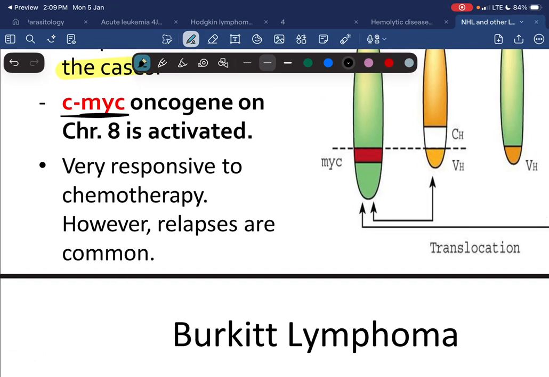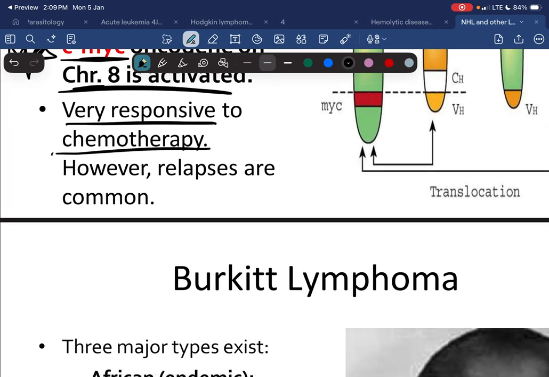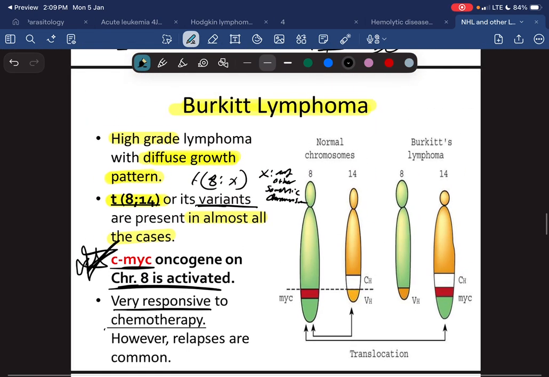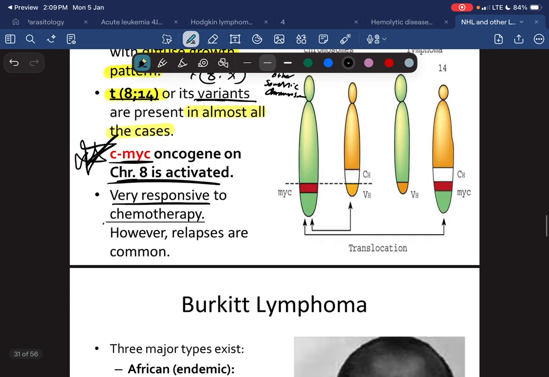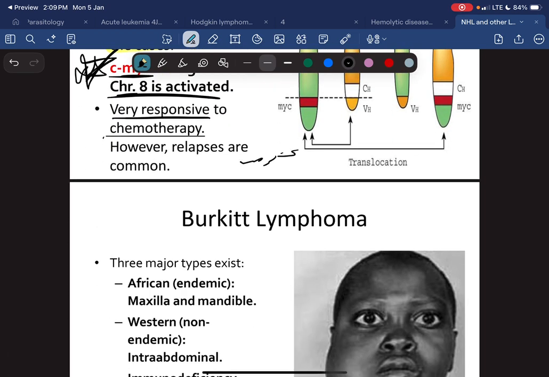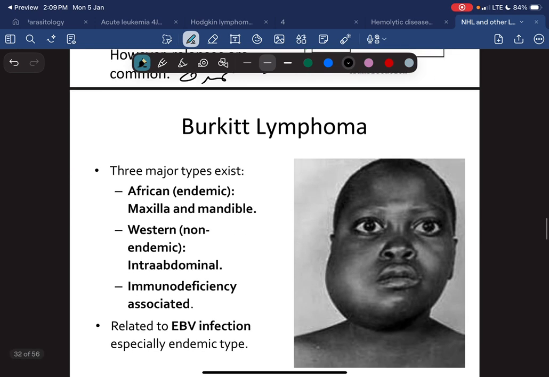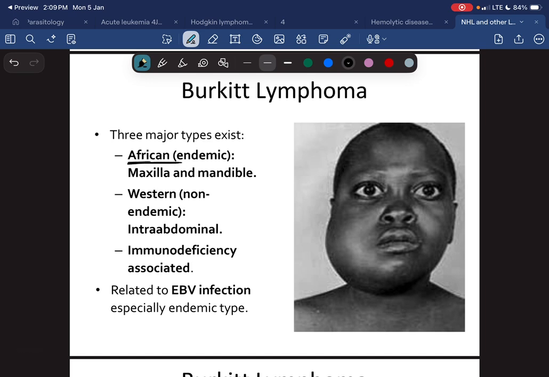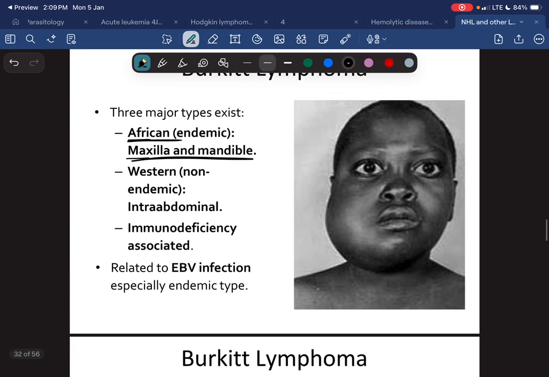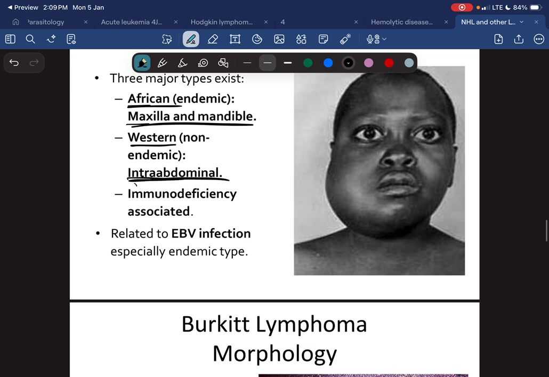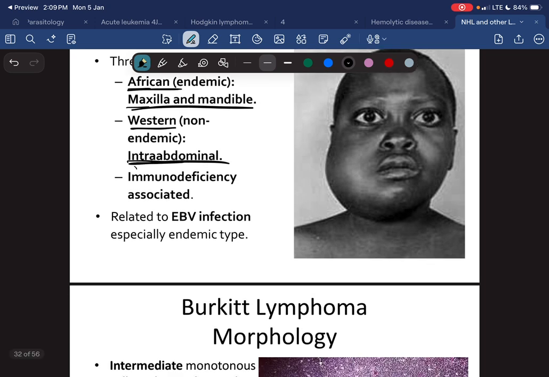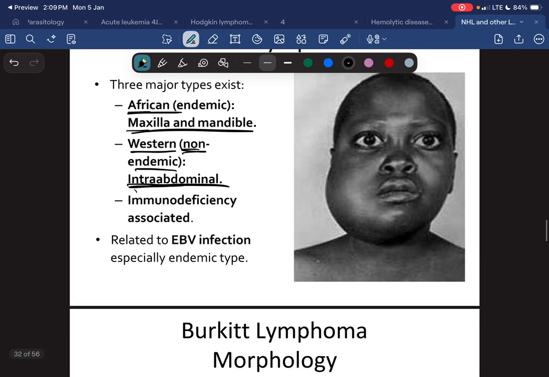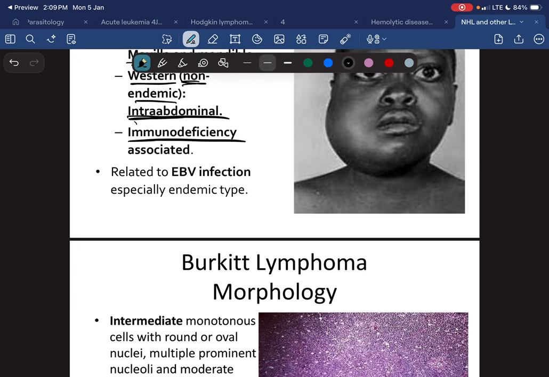That's why it's highly responsive to what? To targeted chemotherapy that's targeting replication. Okay? We have 3 subtypes. Endemic type, African, affecting the maxilla and mandible. Non-endemic or sporadic, called sporadic in the Western type, presenting with intra-abdominal, retroperitoneal, or ovarian involvement. Immune deficiency type is the third type. EBV is associated with Burkitt lymphoma, especially which type? The endemic African subtype.